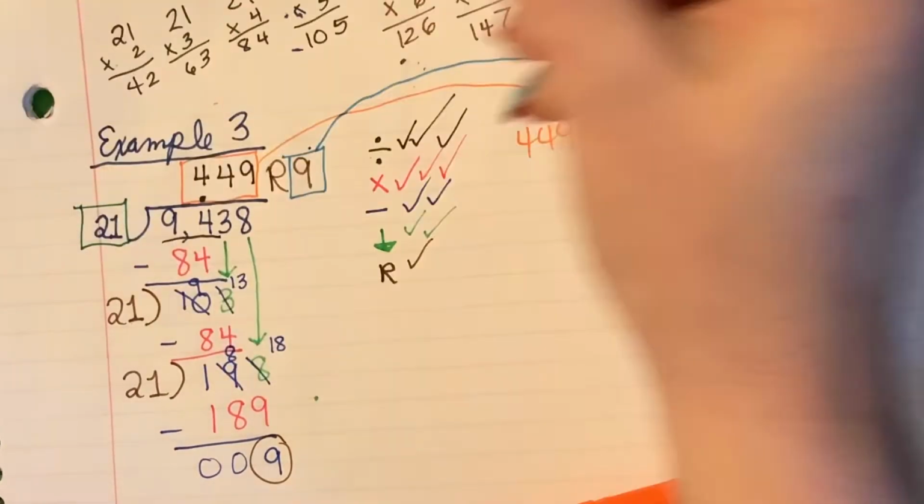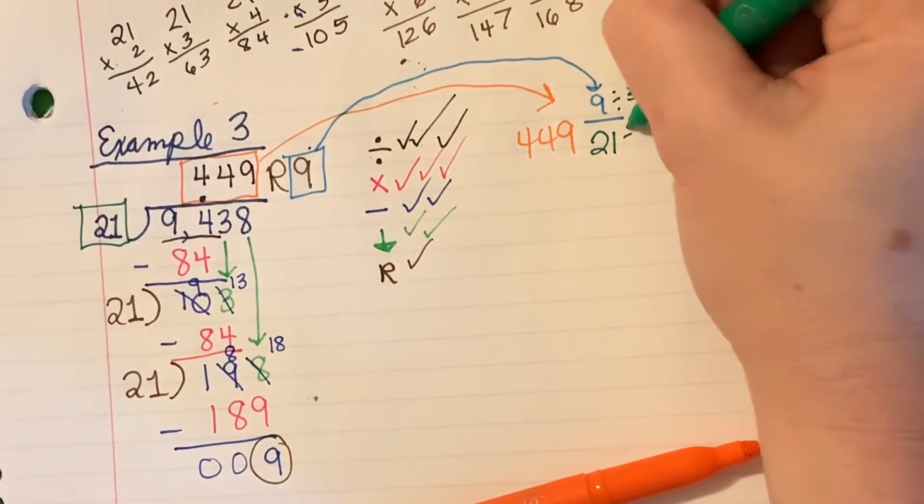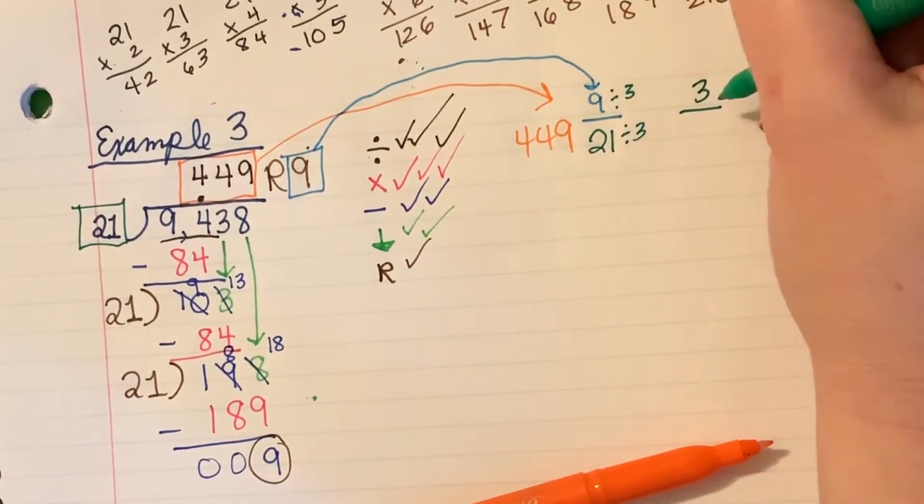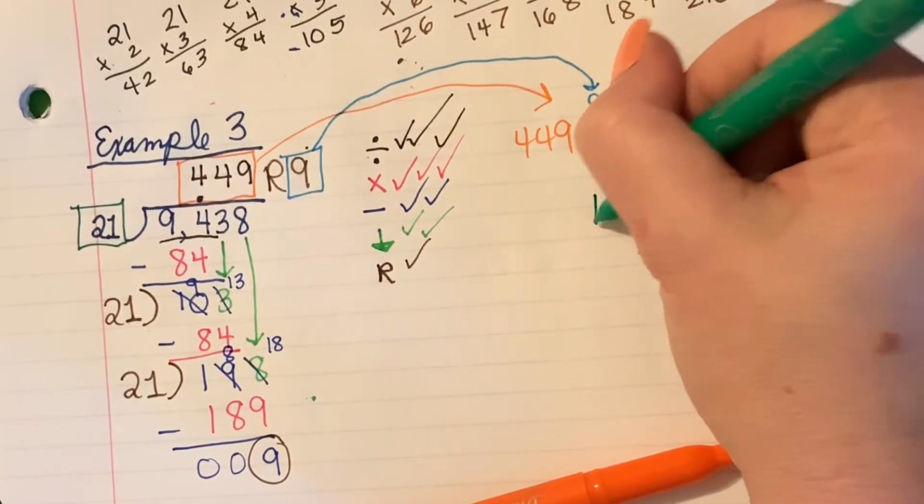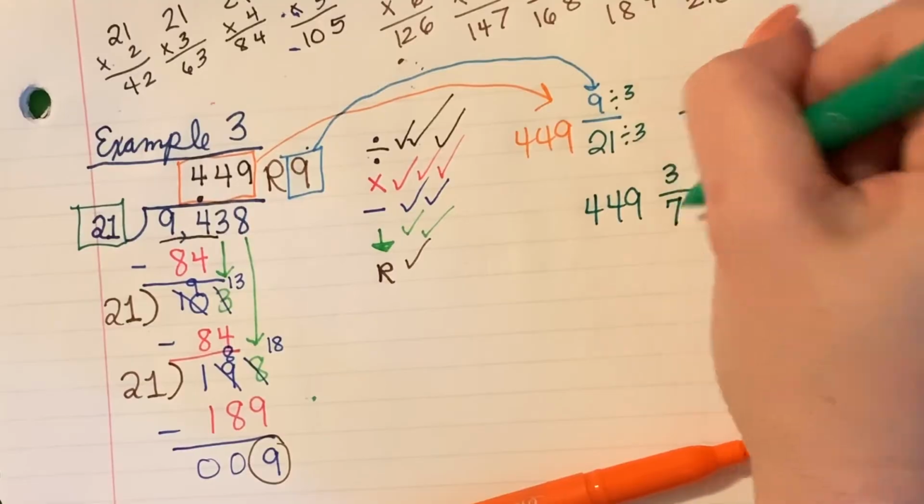is the denominator. I know 3 works in both of these. Let's put this in simplest form. 9 divided by 3 is 3. 21 divided by 3 is 7. So our new number is 449 and 3/7.